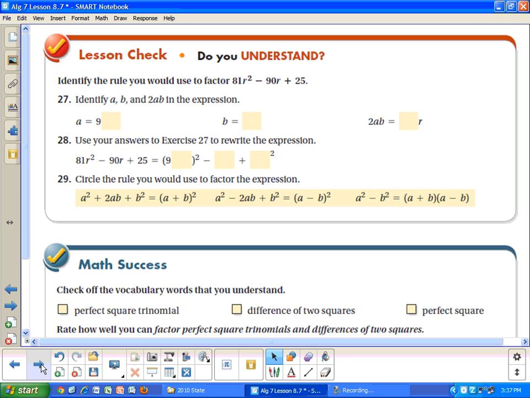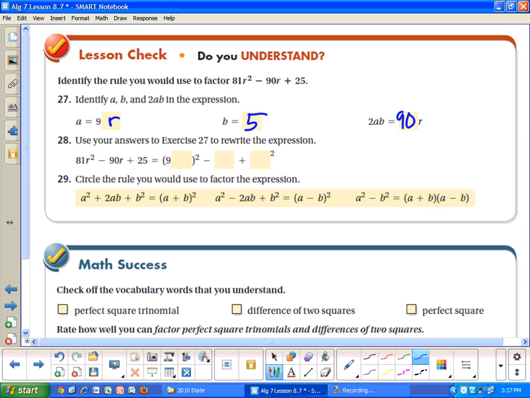All right, so lesson check. Identify the rule you would use to factor this. Identify a, b, and 2ab in the expression. A is equal to 9r. B is equal to 5. And 2ab is equal to 90r.